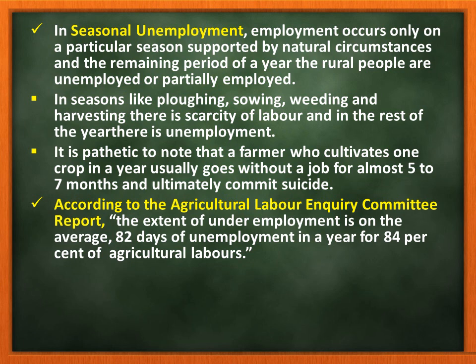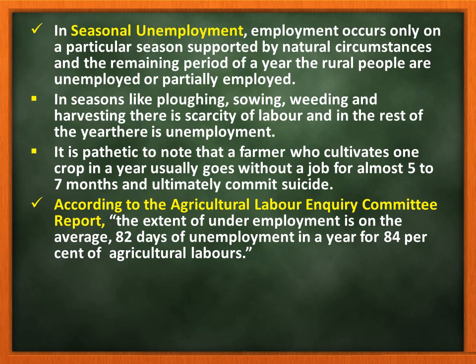So this type of unemployment is called seasonal unemployment. It is pathetic to note that a farmer who cultivates one crop in a year usually goes without a job for almost 5 to 7 months and ultimately commits suicide. So a farmer will have a job only for 5 months in a year. For the remaining months there is no job, no income, no food, no standard of living, nothing. So the farmers are getting vexed and ultimately they are going to commit suicide.